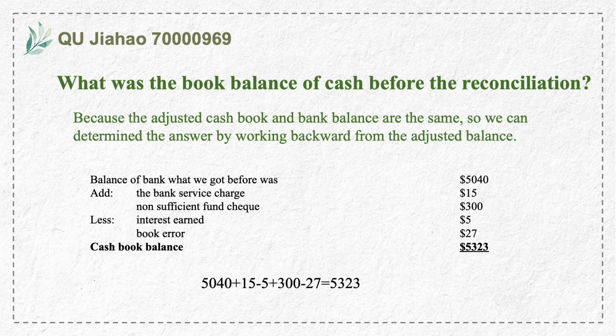For question B, because the adjusted cash book and the bank balance are the same, so we can determine the answer by working backward from the adjusted balance. The balance of the bank, what we got before, was $5,014. We add the bank service charge and NSF check, then we less interest earned and book error. So we get a cash book balance of 5,323.